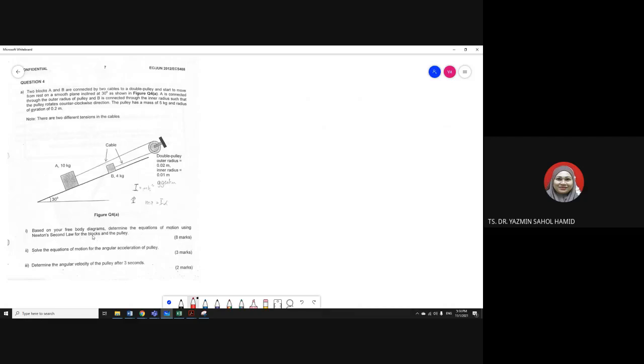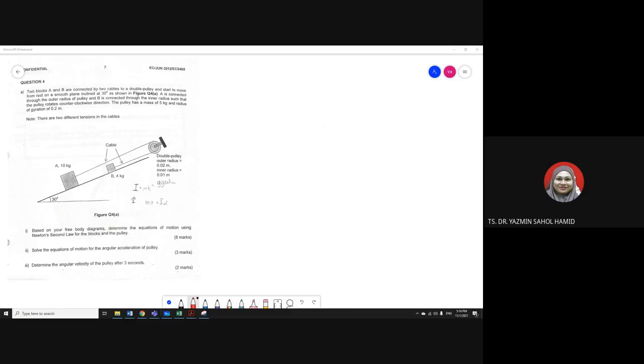So for the same question, for the same identical question, kejap, where is that question? Ni apa ni? June 2000. Okay, kejap. Let me find this one. Okay, for the same question, June 2012, we have a dot merah tu.